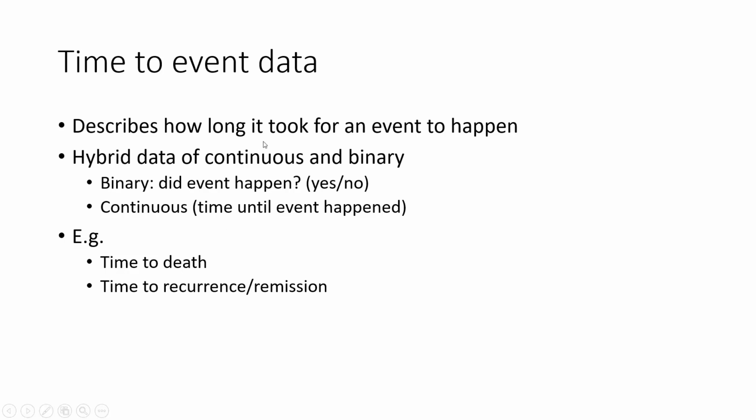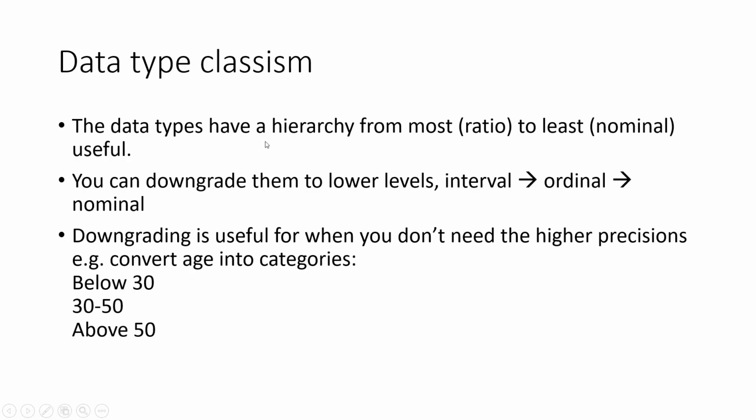Wow, that's wild. So, data types actually have a hierarchy. Now this is based on how much information they store. So ratio stores the most info out of the data types, but again, nobody cares about ratio. Nominal stores the least amount of information, which is which category it's in, and that's it. Now what you can do is downgrade data from a higher data type to a lower data type. So you can downgrade interval to ordinal or ordinal to nominal.